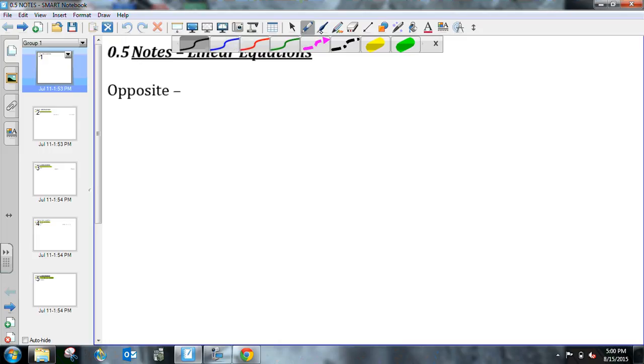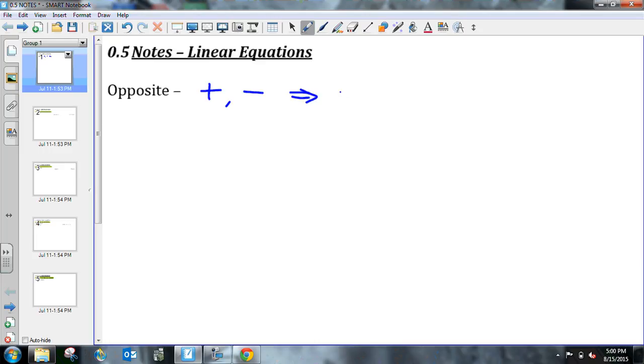So the one thing I want to talk about are things called opposites, okay? And we've got a few things I want to talk about. So the opposite of addition is subtraction. Okay, consequently, the opposite of subtraction is addition. So they go both ways. So if I were to say the opposite of multiplication, that would be division. And the opposite of division would obviously be multiplication.